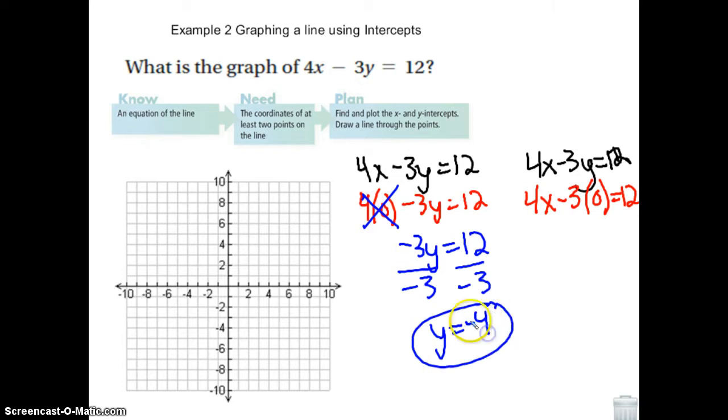Now watch what I do here. I take that negative 4, meaning that it's going to cross the y-axis at negative 4. So here's the y-axis. Here's the x-axis. I'm going to go down to negative 4 and put a dot.